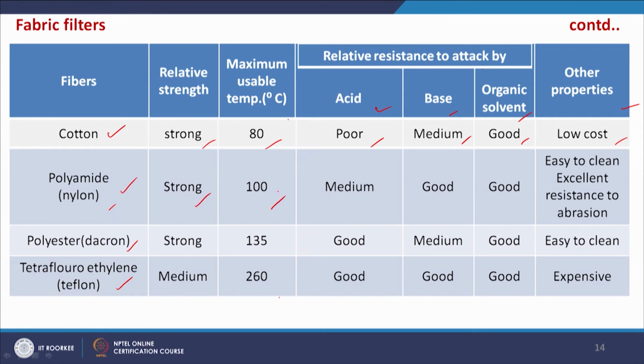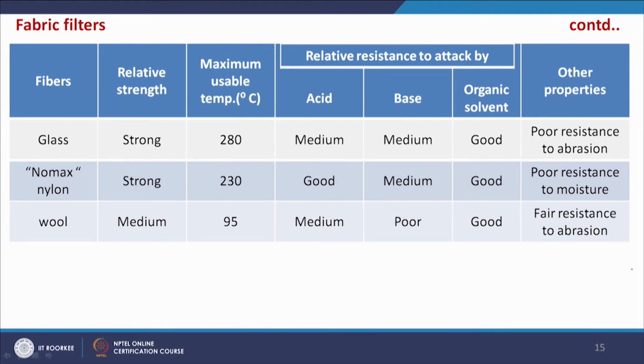Here maximum temperature is 100 degrees centigrade, acid resistance is medium, base is good and organic solvent is good. It is easy to clean and has excellent resistance to abrasion. And polyester, again it is strong, it can be used up to 135 degrees centigrade, and it has good acid resistance, medium base resistance and good organic solvent resistance, and is easy to clean also. Tetrafluoroethylene has medium relative strength and can be applied up to 260 degrees centigrade, with good acid, base and organic solvent resistance, but it is expensive.